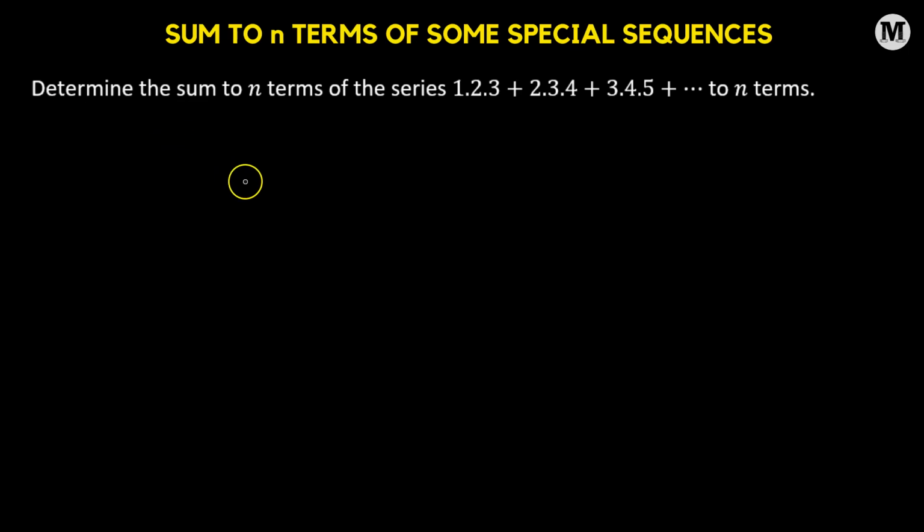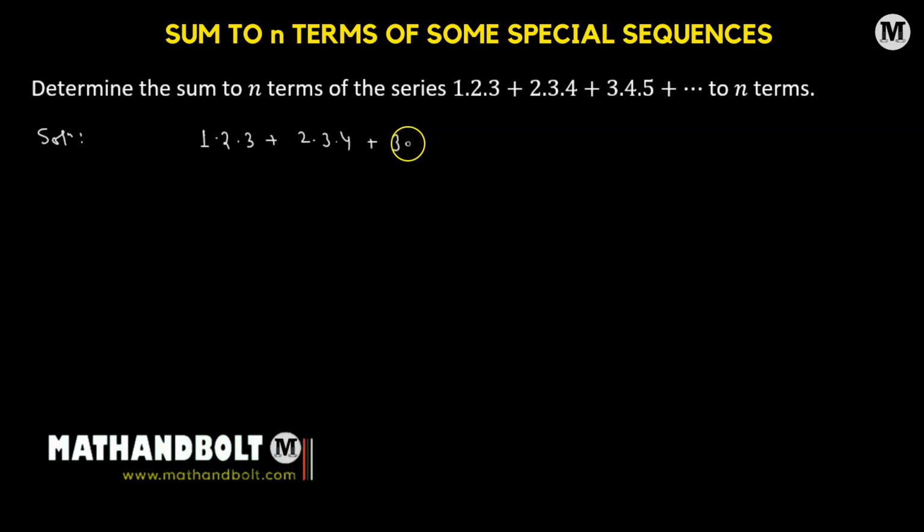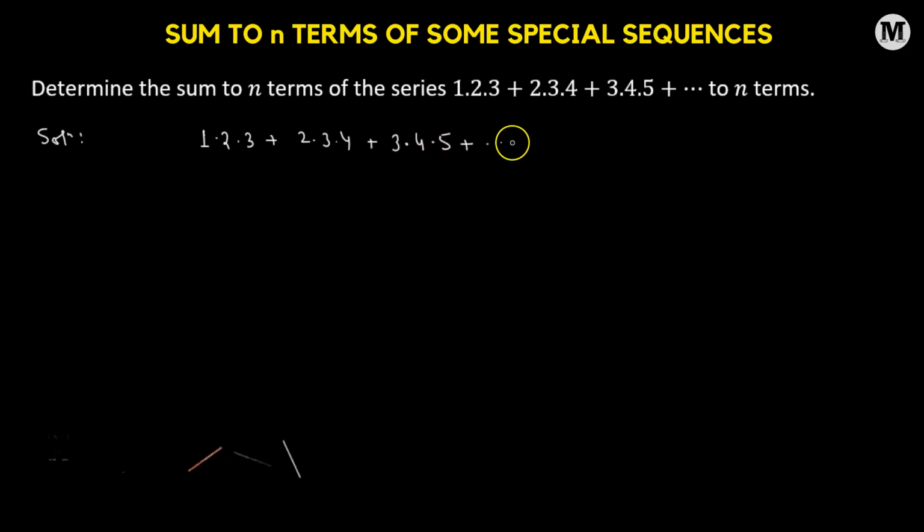Determine the sum to n terms of the following series. Okay, let us begin. So here we have a series. We have 1 multiplied by 2 multiplied by 3, added to 2 times 3 times 4. That's the second term. And then we have the third term, 3 multiplied by 4 multiplied by 5, plus the rest of the terms. So we have n terms.